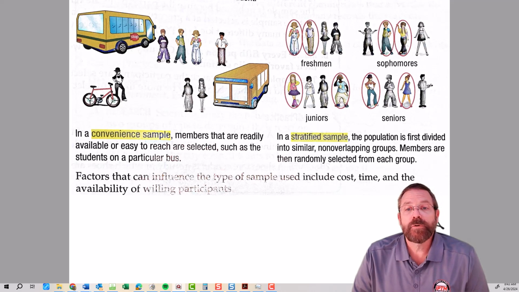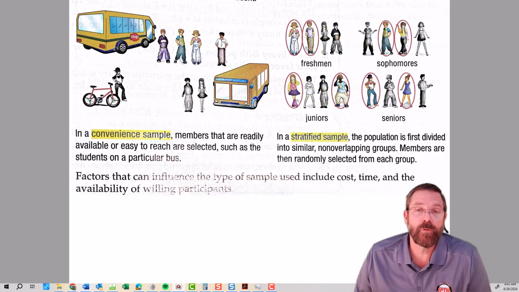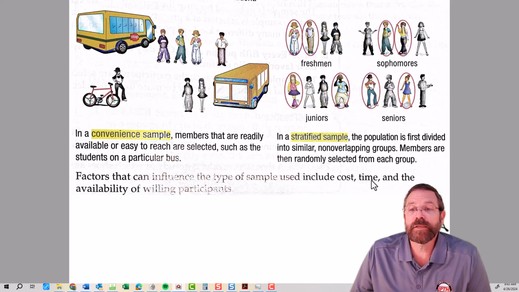Factors that can influence a type of sample include cost, time, and the availability of willing participants. So, how much does it cost to do these surveys? How much time do you have to put into the surveys? And are people really willing to do it?